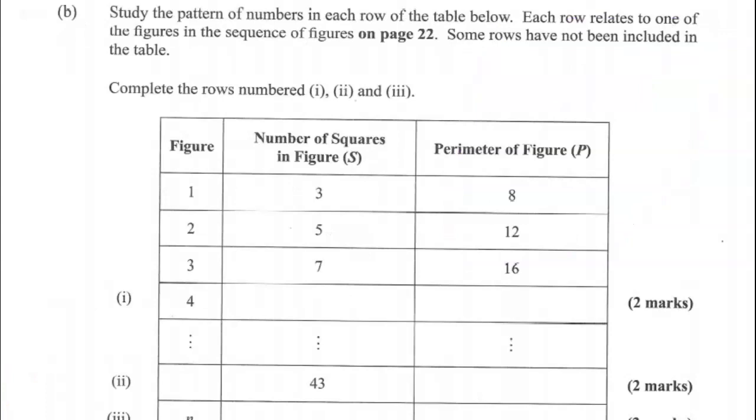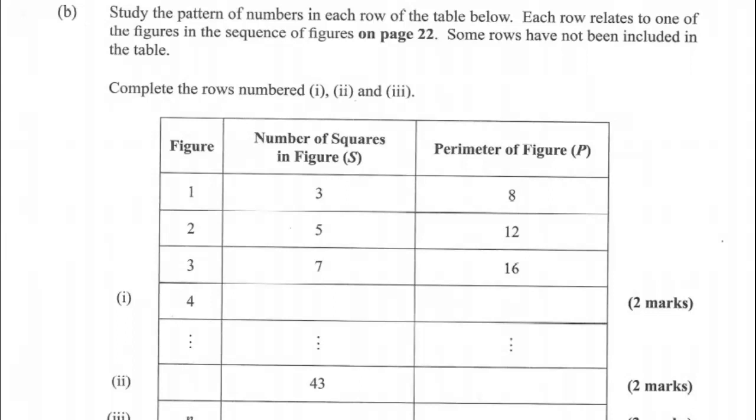So now we are at 7b. Study the pattern of numbers in each row of the table below. Each row relates to one of the figures in the sequence of figures on page 22. That's the page above. Some rows have not been included in the table. So figure 1, there were 3 squares, perimeter 8. Figure 2, 5 squares, perimeter 12. Figure 3, 7 squares, perimeter 16, and so on. So notice we are asked to find the missing.